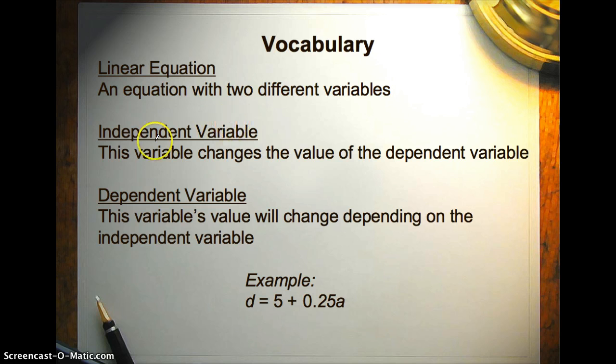An independent variable, this is describing the 2 variables that are in the linear equation. So in a linear equation we have a dependent and an independent. The independent variable changes the value of the dependent variable. Independent variables change, and dependent variables change based on the independent variable. A dependent variable's value will change depending on the independent variable.